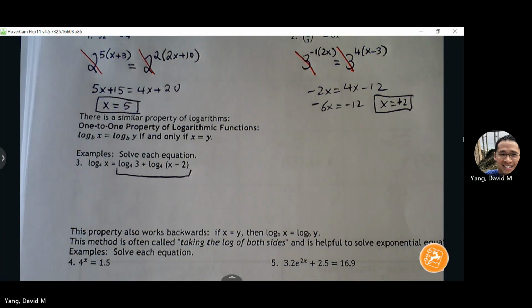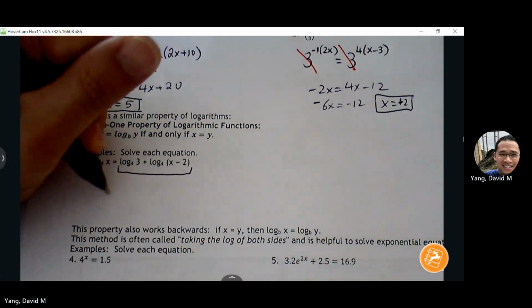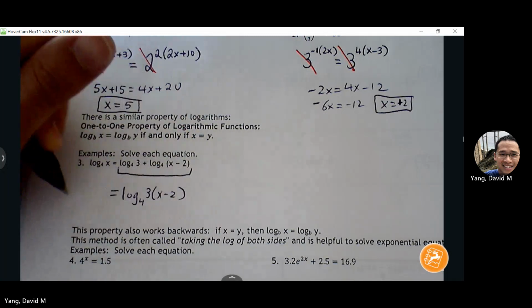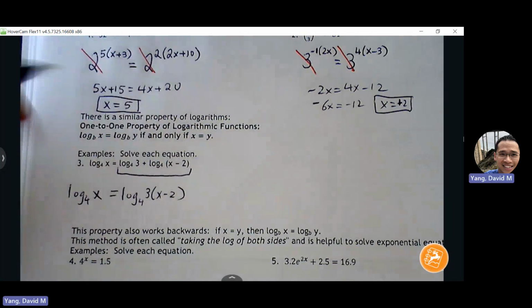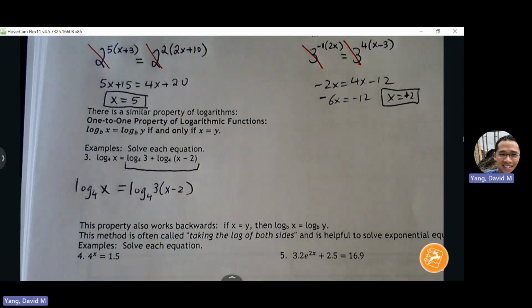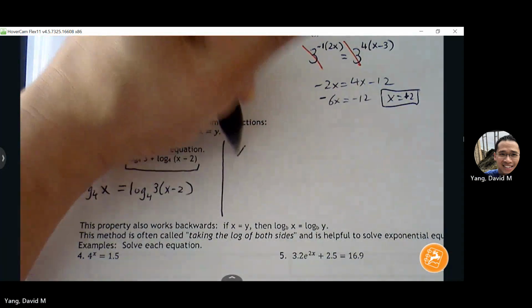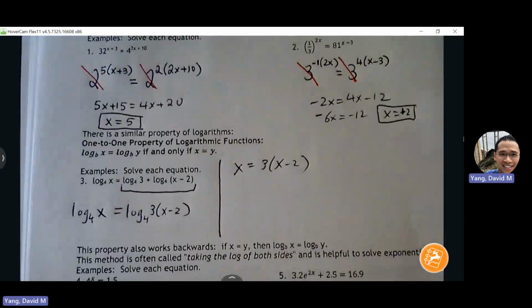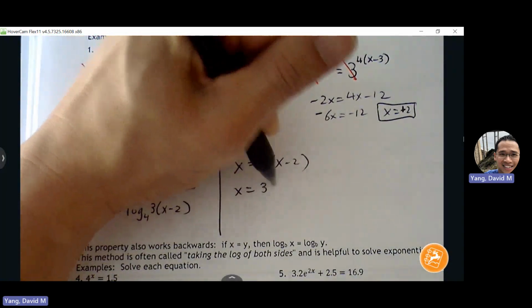That's right, condensing. Product property, right? Log of A plus log of B equals the log of A times B. So now I can drop both sides. They both are sharing log base 4. I can remove log base 4 from both sides. And I'm just left with x equals 3x minus 2. Okay. So I'm going to solve for x here, bring everything over to one side.